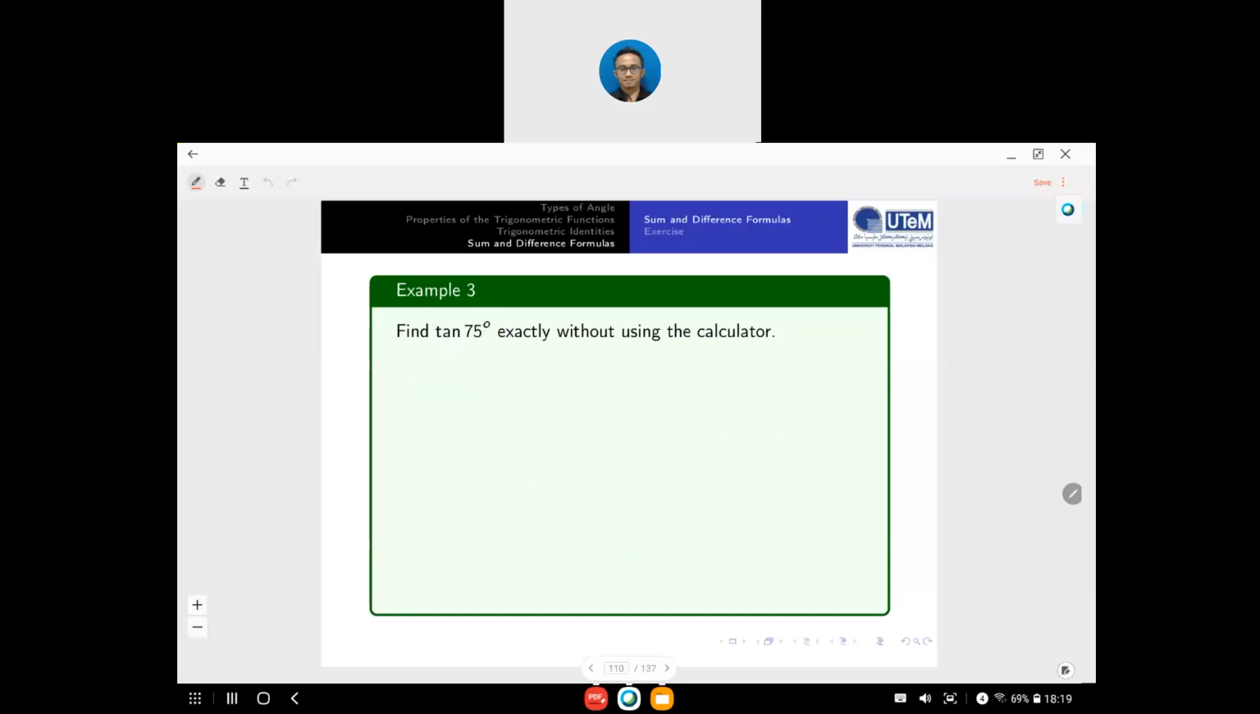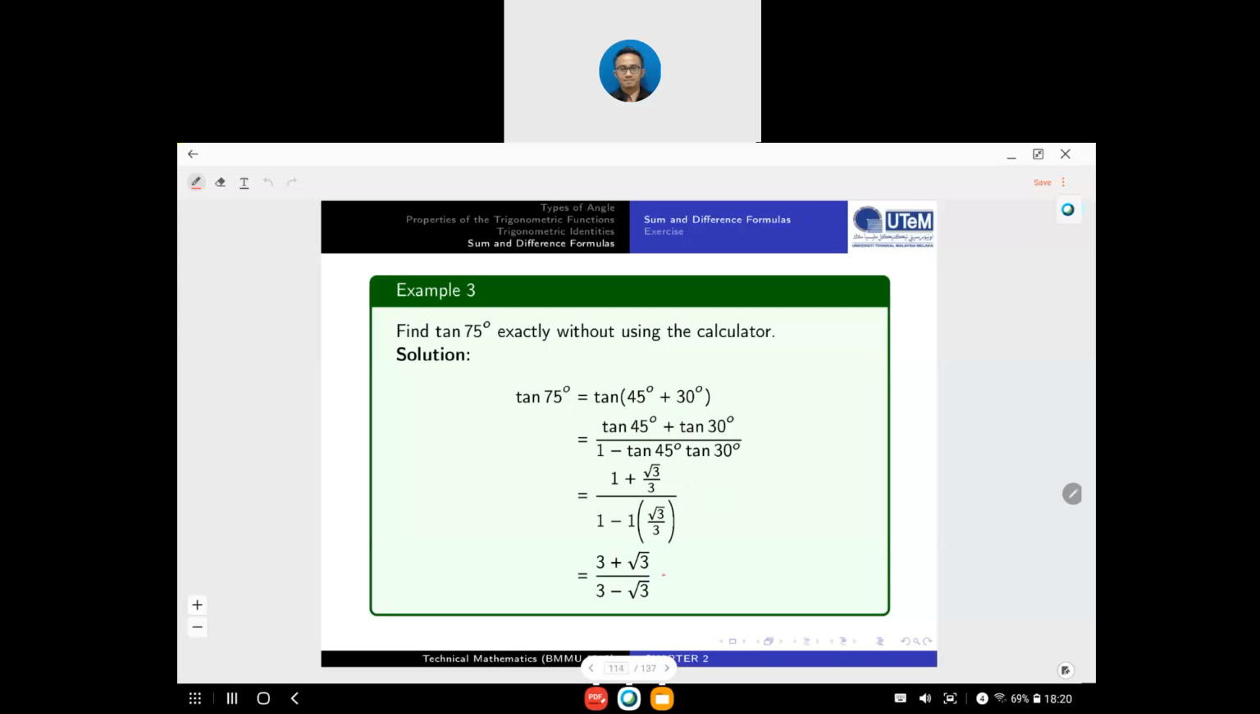Tangent 75, also the same thing. 75 degrees you can get from 45 degrees plus 30 degrees. So this one uses tangent and the sum, so just put in the sum formula for tangent: tangent 45 plus tangent 30 divided by 1 minus tangent 45 times tangent 30. So you can get this value. Also the same thing, if you press the calculator, it will not give you this.